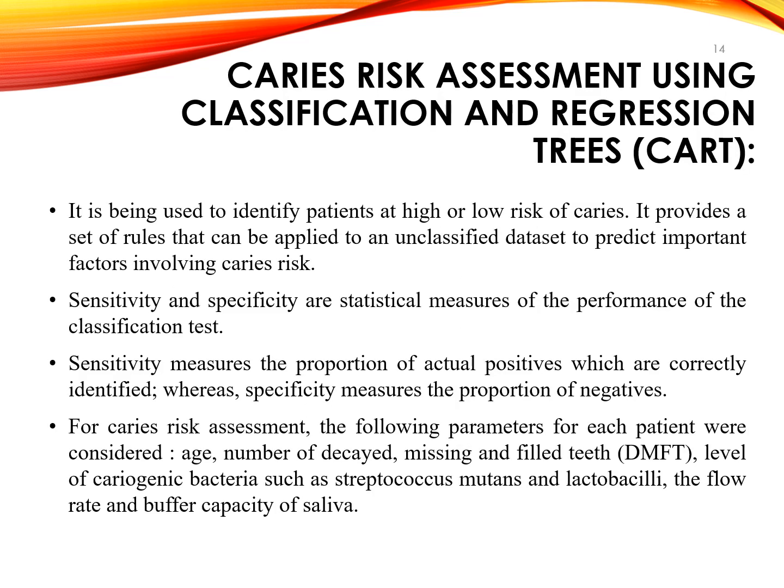Now moving on to the next risk assessment tool, that is caries risk assessment using classification and regression trees. It helps to identify high and low risk patients. So it is providing a set of routes based on the predictable caries predicting factors. Based on this, sensitivity and specificity are ascertained, and according to this, the patient is ascertained based on which risk factors he is going to come under.